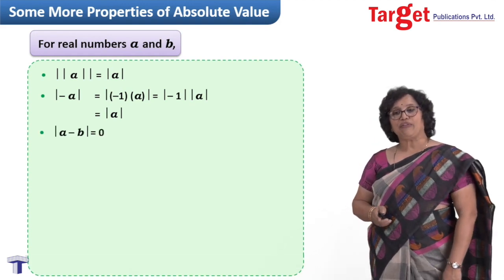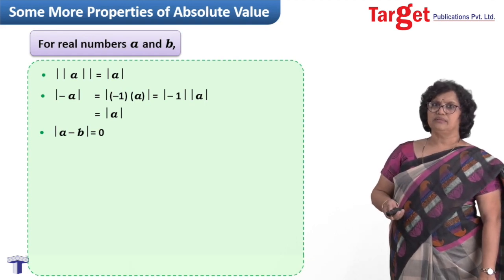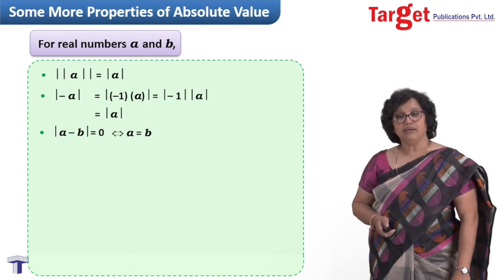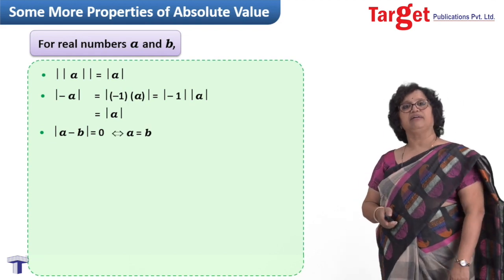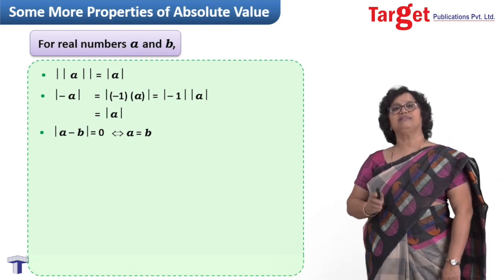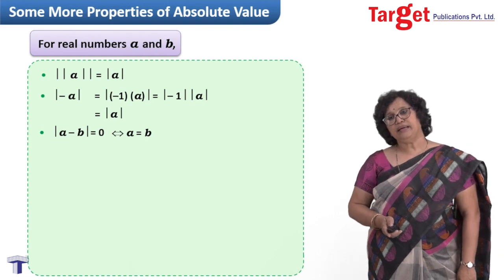Now, absolute value of a minus b equal to 0. What would it lead to? Intuitively, I know that a and b have to be same. You can check yourself by taking different numbers, and you will realize that absolute value of a minus b turns out to be 0 only when you take two equal numbers.